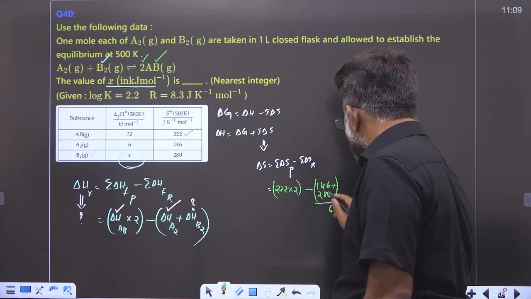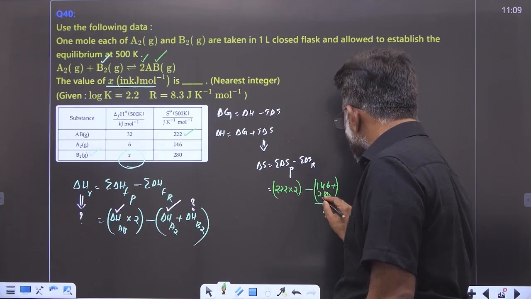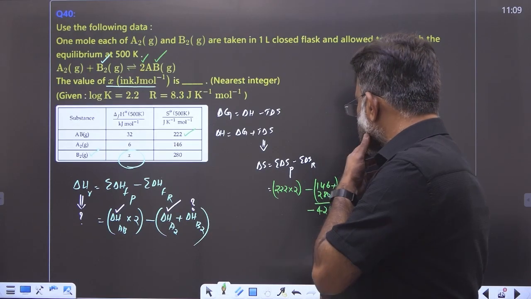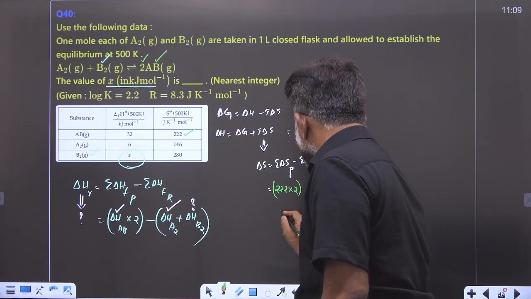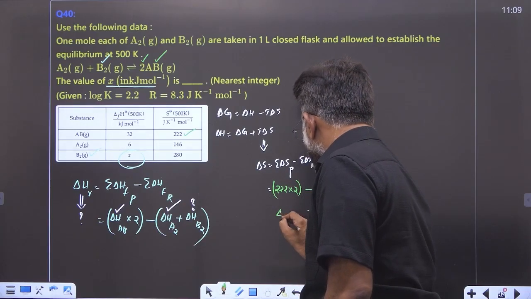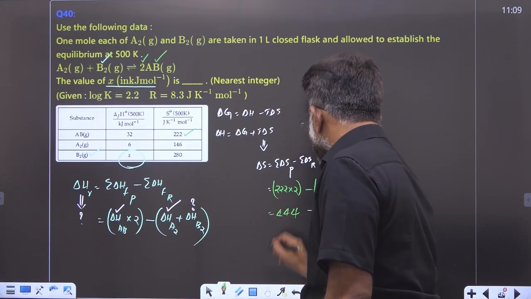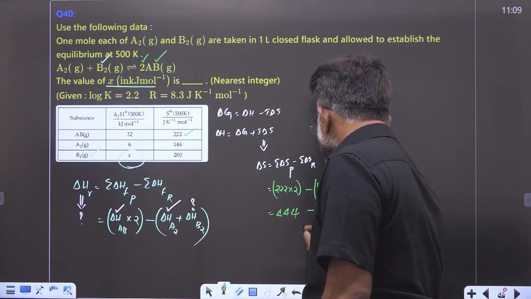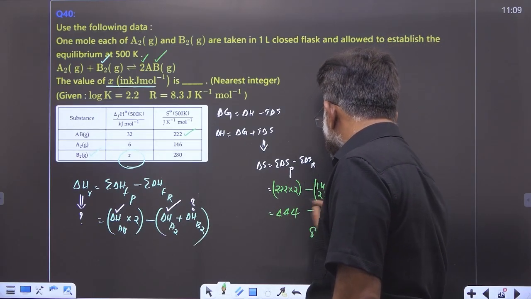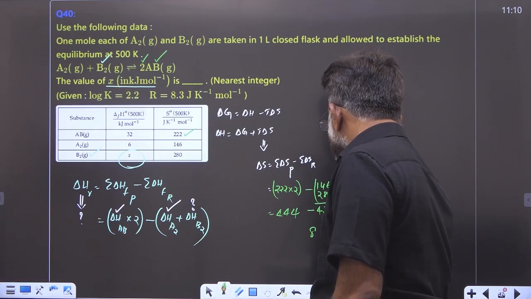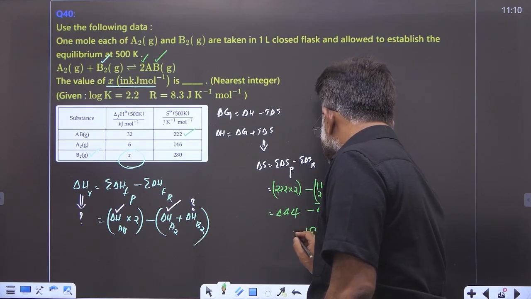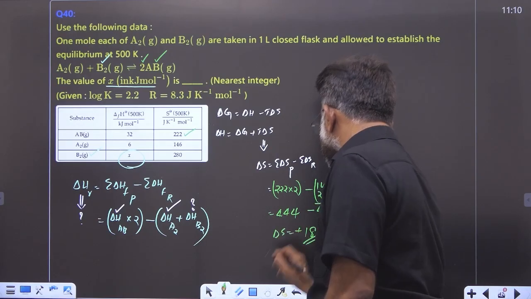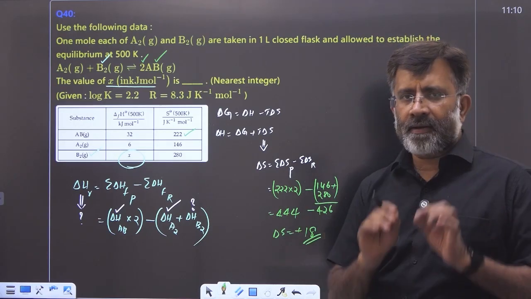426. So you get this much. While here 222 into 2, that is 444. So it is 444 minus 426, which is 18. You get 18. This is delta S. Delta S you get 18.